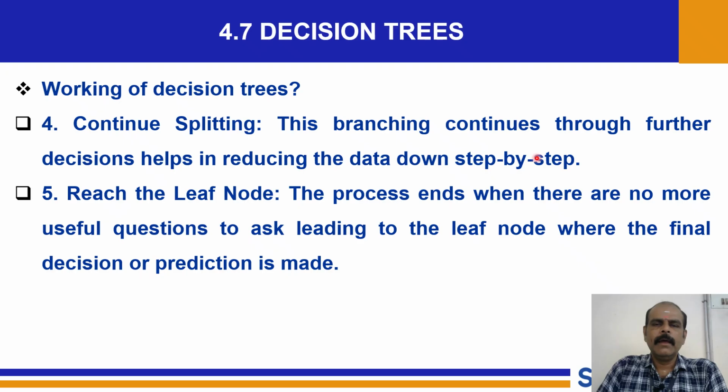Continue splitting. This branching continues through further decisions, helping in reducing the data step by step. Reach the leaf node. The process ends where there are no more useful questions to ask, leading to the leaf node where the final decision or prediction is made. So what happens is, in the fourth step, it is going to continue with the same methodology. So if there are no more questions, then it reaches the end. That is, the problem is getting ready for termination. So such a thing is called termination criteria. That means a leaf node has been attained.